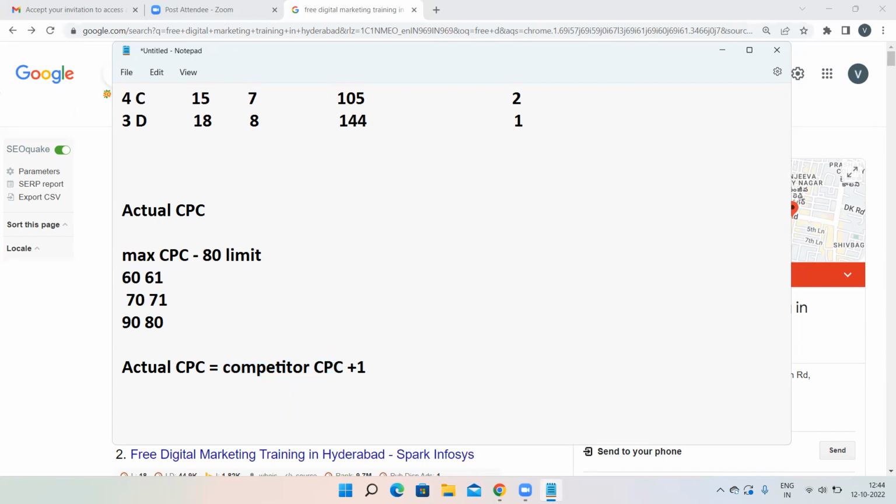But Google does not calculate in rupees. It only calculates in dollars, so 0.01. This is the basic formula of actual CPC. Actual CPC has an advanced formula also, which we'll learn now. But this is the basic formula: competitor CPC plus $0.01. All right.